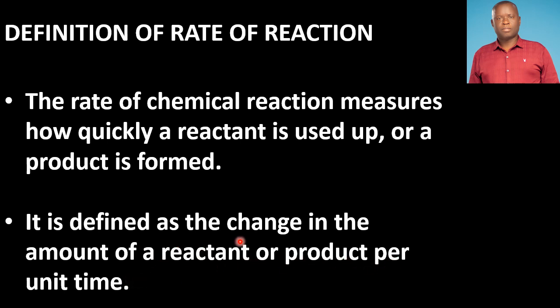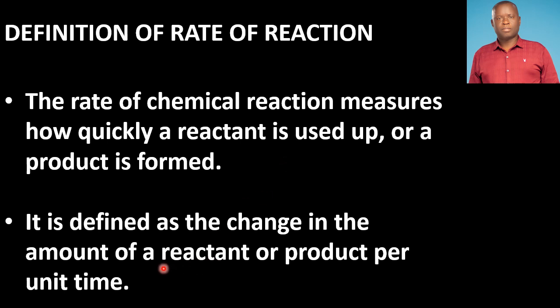This change in the amount of reactant can be a decrease. Suppose you have two substances that are reacting. Let's say carbon is reacting with oxygen gas to form carbon dioxide. The reactants in that case are carbon and oxygen. As the reaction progresses, what happens to the oxygen and the carbon? They are used up. In other words, they're decreasing.